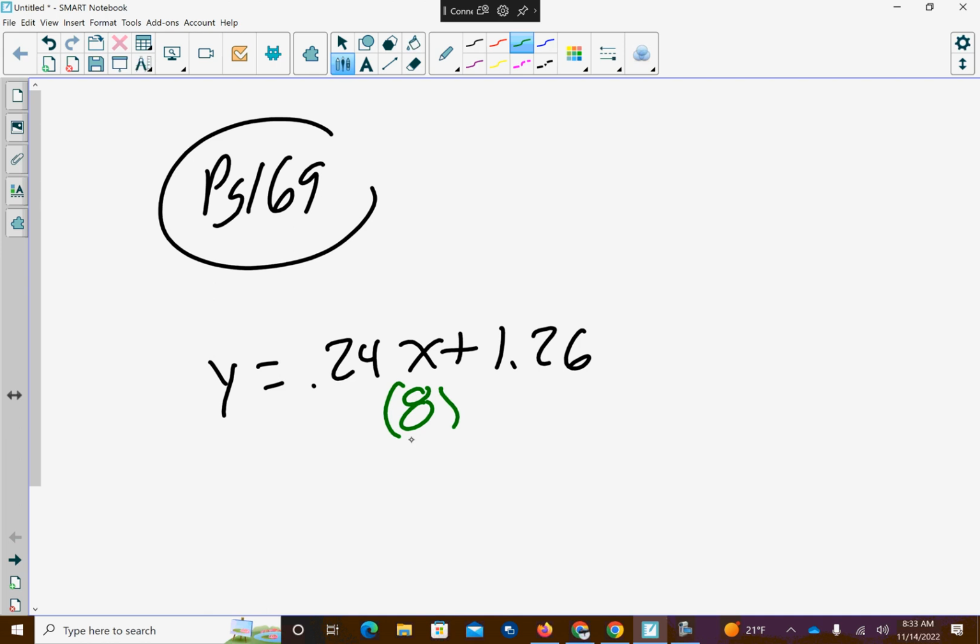And I'm going to grab myself a calculator. 0.24 times 8 plus 1.26. So this would be 2.86. So this would mean if we had a trial of 8 hours in length, the deliberations would take 2.86 hours.